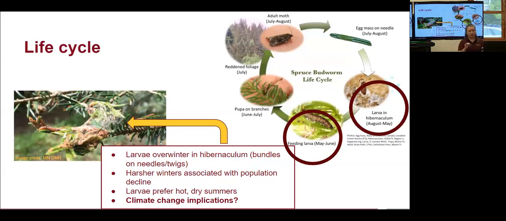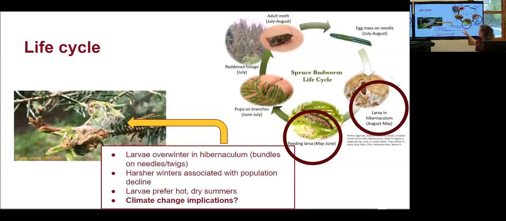And so these larvae actually have been shown to be pretty sensitive to harsh winters. Very harsh, cold winters have been shown to decrease the population of spruce budworm by killing off that larvae. On the other hand, larvae will prefer really dry, hot summers. And so again, it makes me think of climate change. If our winters get a little bit more mild, maybe a little bit shorter, and then we have warmer summers, does that mean we're going to have less larvae dying off as a result of those really harsh winters?